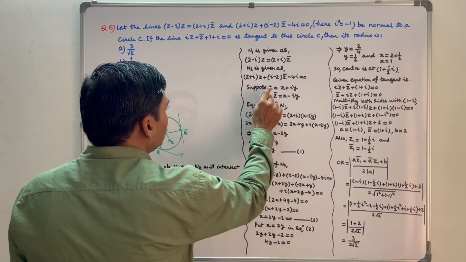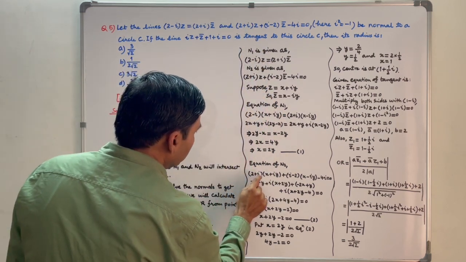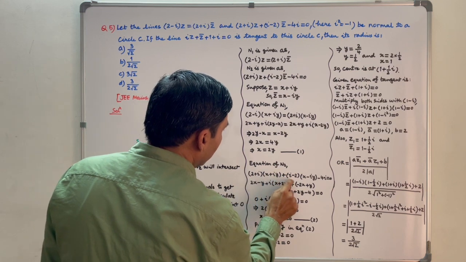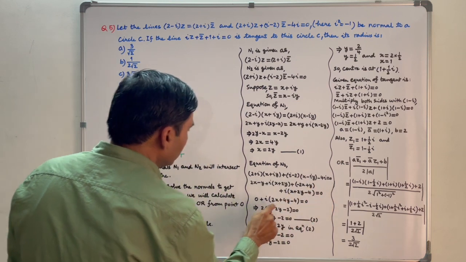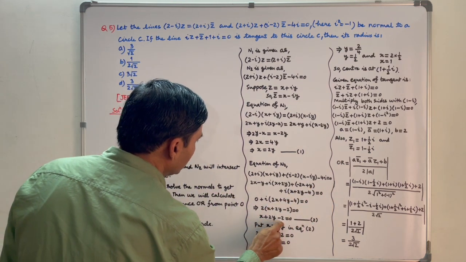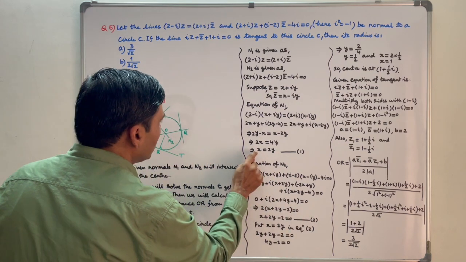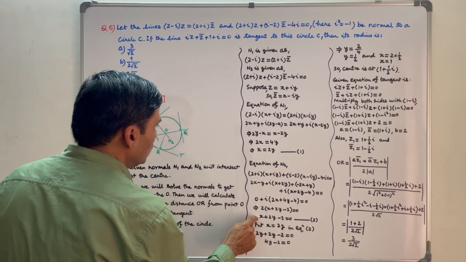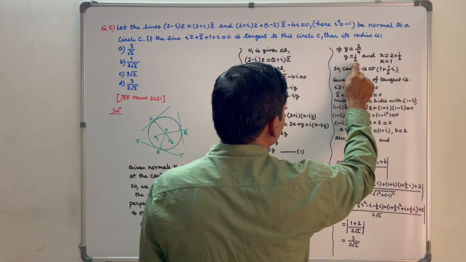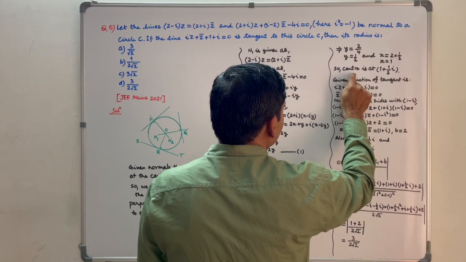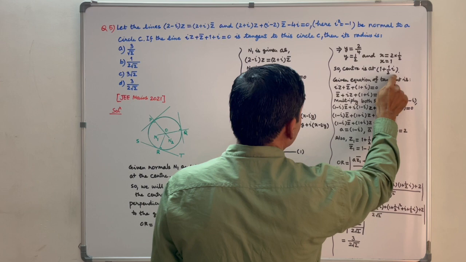Now we will put the values of z and z bar in N2. So we will get (2 plus i) into (x plus iy) plus (i minus 2) into (x minus iy) minus 4i is equal to 0. This gives x plus 2y minus 2 is equal to 0. Suppose this is equation number 2. Now we will solve equation number 1 and equation number 2 to get x is equal to 1 and y is equal to 1 by 2. So the center of the circle will be x plus iy, and that is 1 plus 1 by 2 i.